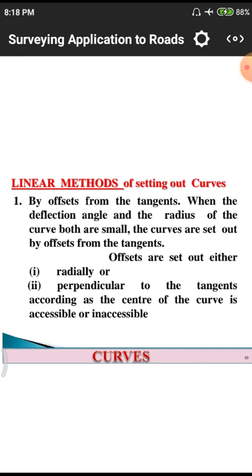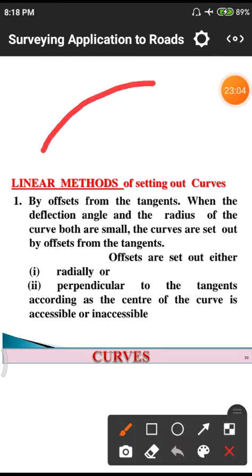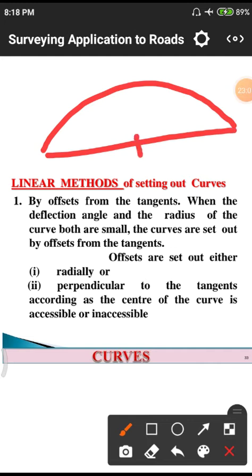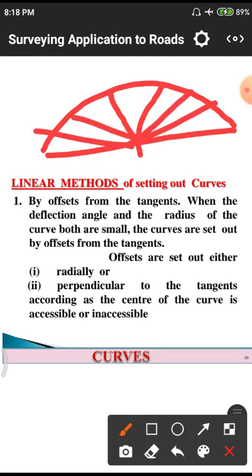By offsets from tangents: when the deflection angle and the radius of the curve are both small, the curves are set out by offsets from tangents. Normally, offsets are set either radially or perpendicular to the tangents, according to whether the center of the curve is accessible or inaccessible. That means it is a normal curve. For this curve, we have some center. By using this center, we locate this one chord, one chord, one chord, one chord, one chord, and one chord. So we have to give particular points.